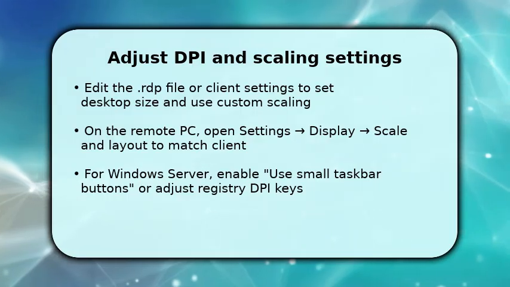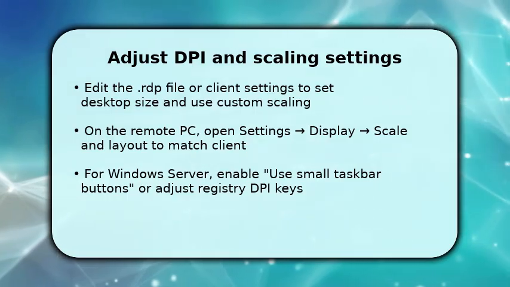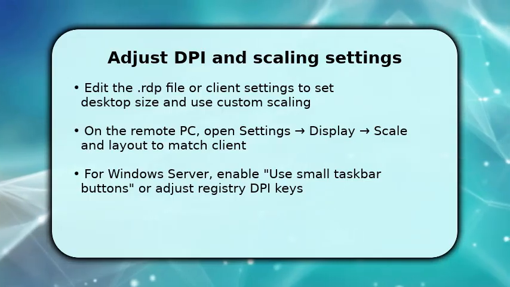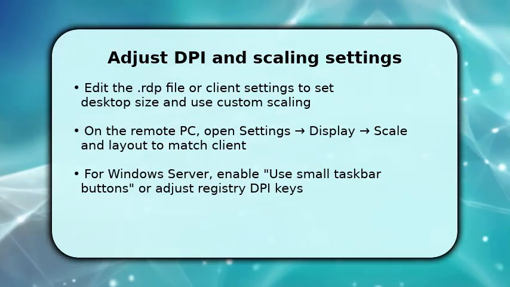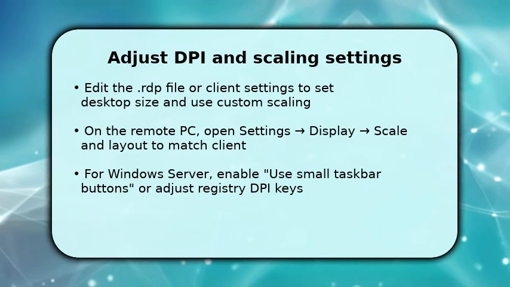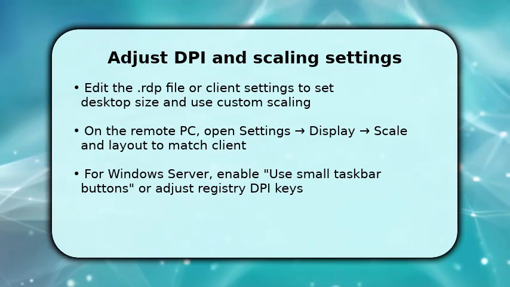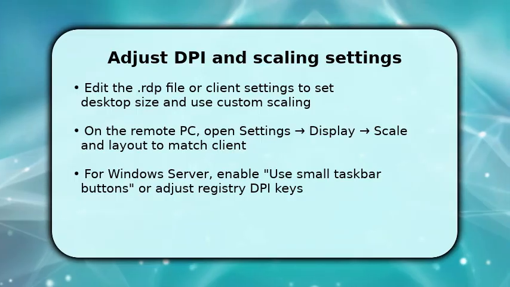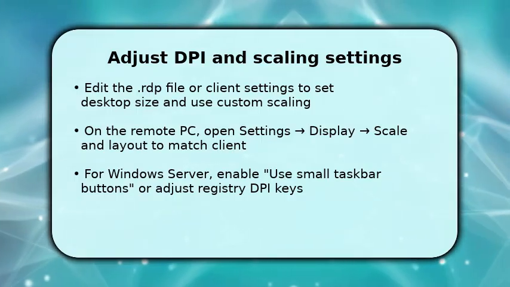Once connected, go to Remote Settings, right arrow System, right arrow Display, and set scale to the same percentage used locally. This prevents fuzzy fonts. For server sessions, also check Group Policy or Registry DPI overrides. These ensure consistent font size across sessions.